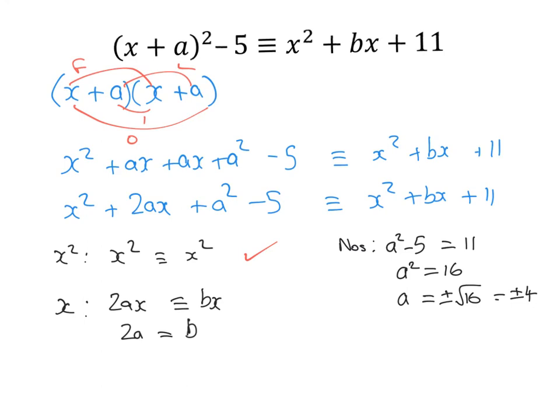Now we have two values of a, so a can be positive 4 or a can be minus 4. And what we know is that b is equal to 2a. So if a is positive 4, b is going to be double it, which is positive 8. Or if it was negative 4, b would then be negative 8. So in the cases where a is equal to 4 and b equals 8, or a equals minus 4 and b equals minus 8, then the two expressions must be exactly the same. Therefore we have an identity.